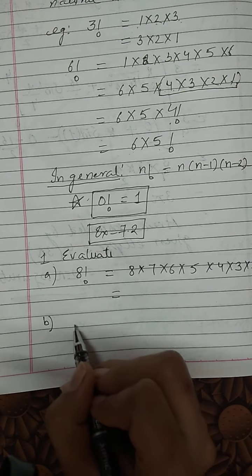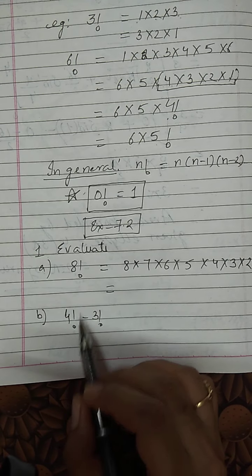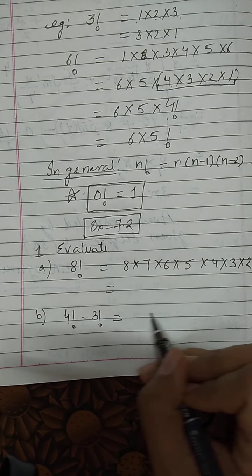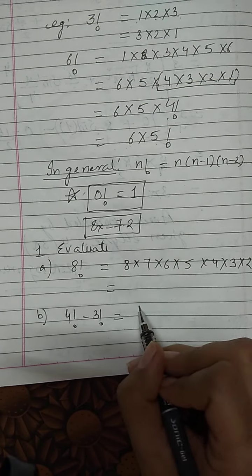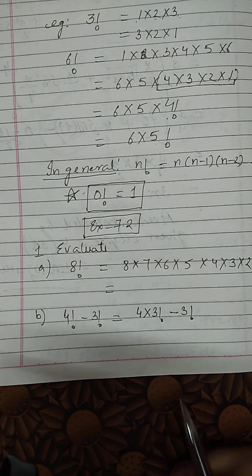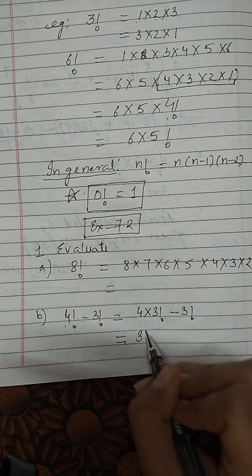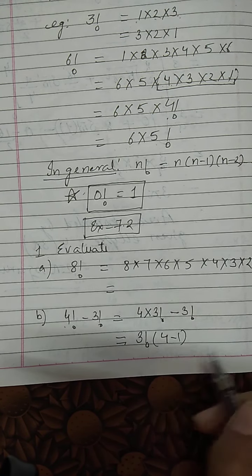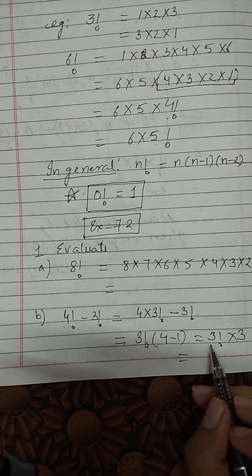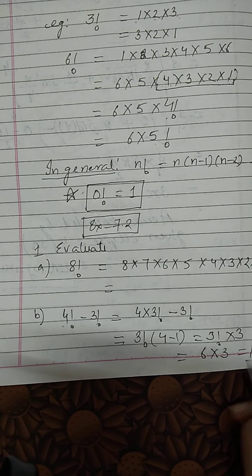B part is 4 factorial minus 3 factorial. Now one thing I can do, I can write down the value of 4 factorial and then the value of 3 factorial and just find the difference. Or I can also do this: 4 factorial, I can write as 4 into 3 factorial, minus 3 factorial. If I take 3 factorial common, it will be 4 minus 1, which is 3 factorial multiplied by 3, and 3 factorial is 3 into 2 into 1, that is 6. 6 multiplied by 3, so it will be 18.